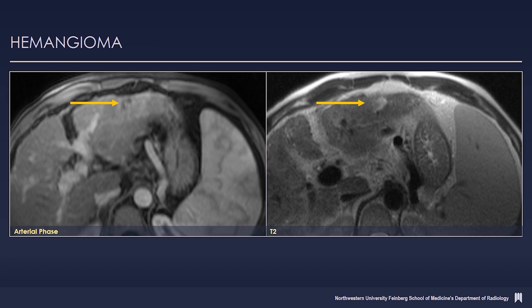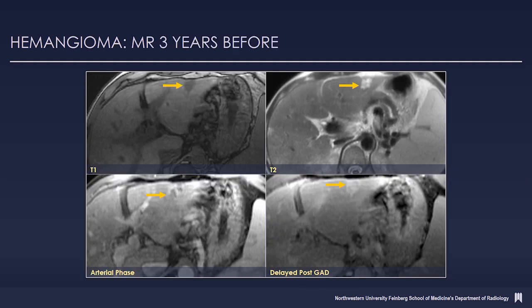Well, old films are your friend. You should always go back on the PACS and see if there's been prior imaging. And interestingly enough, in this particular patient, we have an MR from 3 years earlier. It's dark on T1, bright on T2, peripheral nodular enhancing, and progressive filling in. So if it was an HCC or a cholangio or some other lesion, you would have expected that it would probably grow over a period of 3 years. So we could confidently consider this a hemangioma.